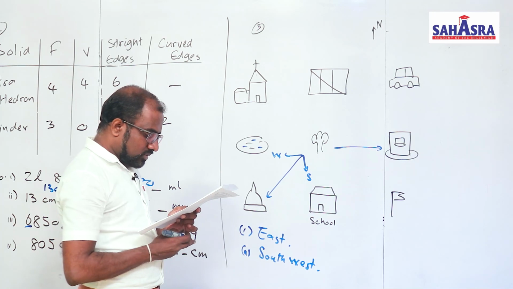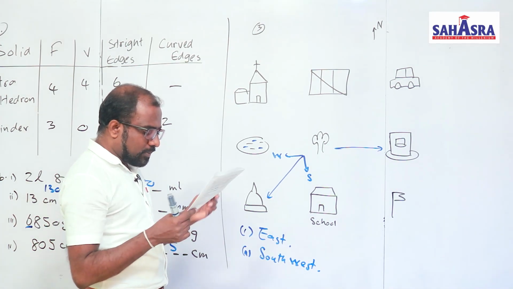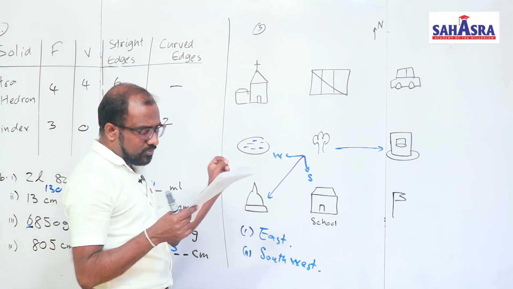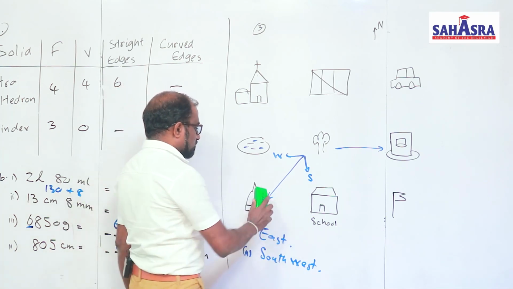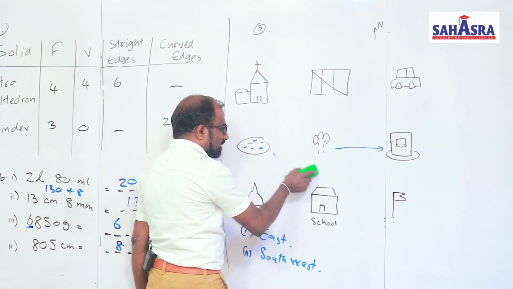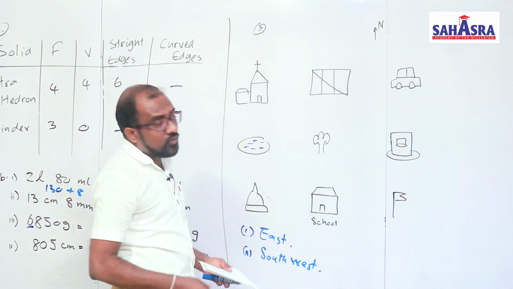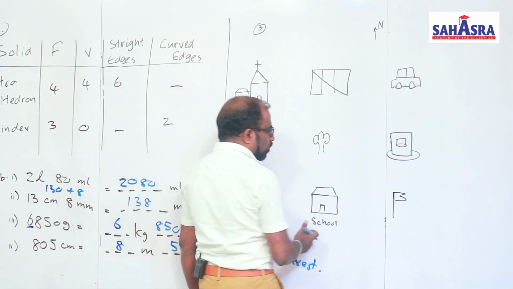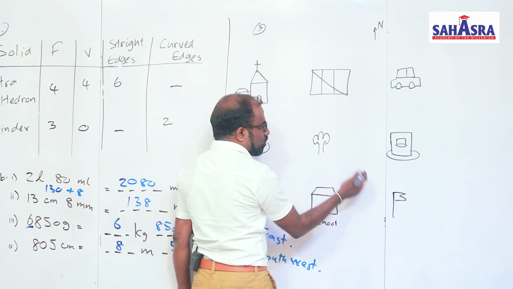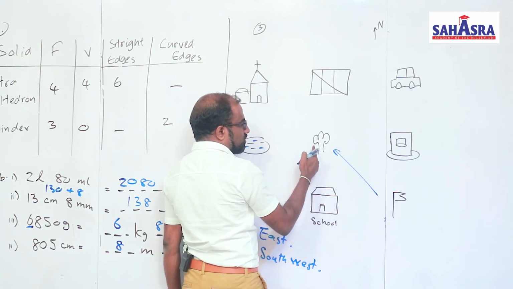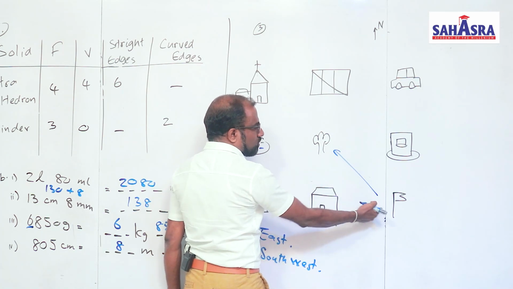Third one. The tree is located in the blank is given. Tree is located blank to the flag post. We'll go to the flag post. Tree is located. Direction to the flag post.